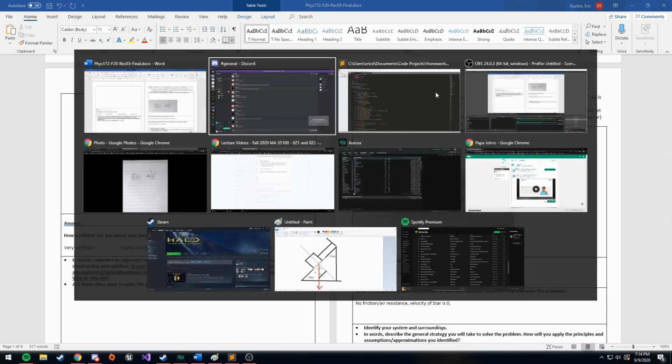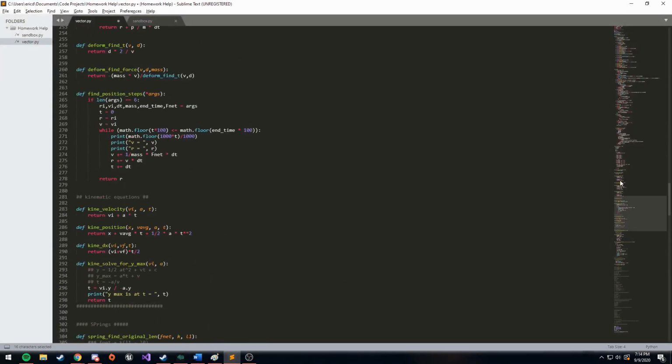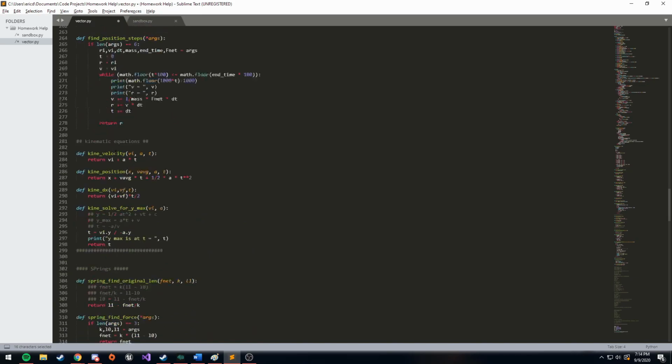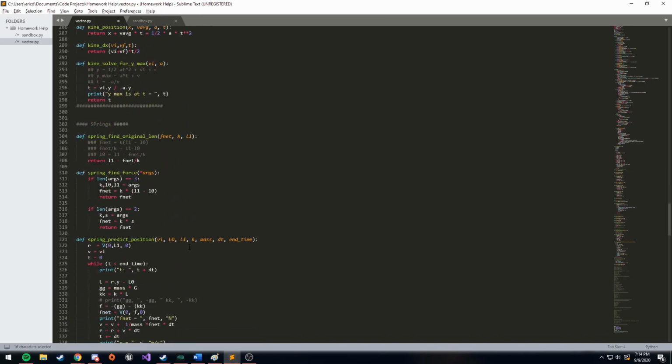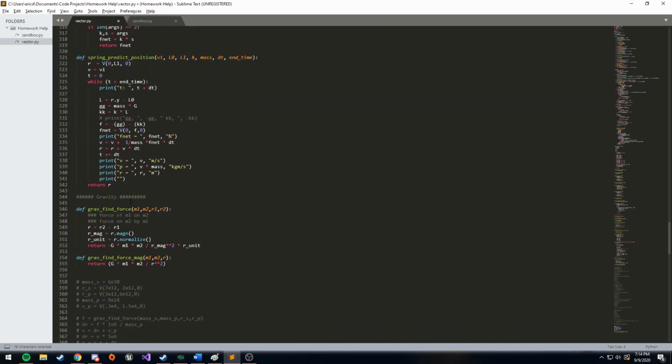Wait, is it the unit vector of R? No, R is the distance between the two, right? R is the distance between the two, correct? Yeah.